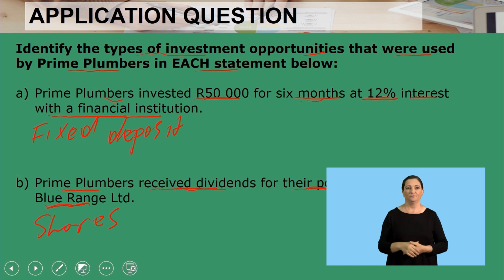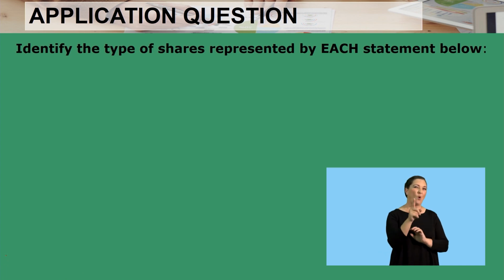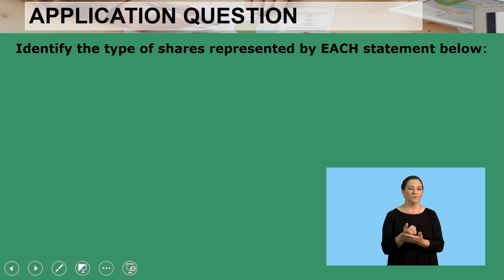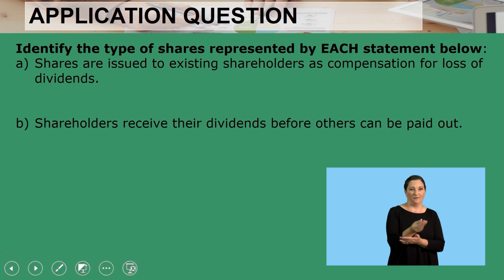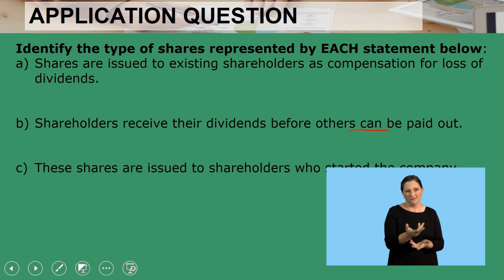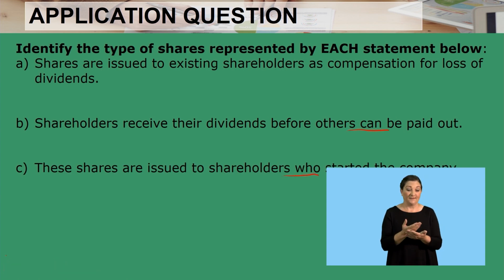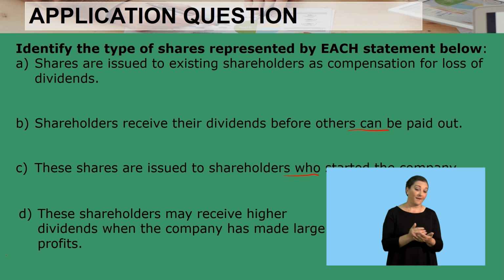Now, let us move into another question, which requires us to identify the types of shares represented by each statement below. Shares are issued to existing shareholders as compensation for loss of dividends. And then number 2, shareholders receive their dividends before others can be paid out. Then these shares are issued to shareholders who started the company, and then the last part is that the shareholders may receive higher dividends when the company has made larger profits. So with that being said, let us now deal with the solution.